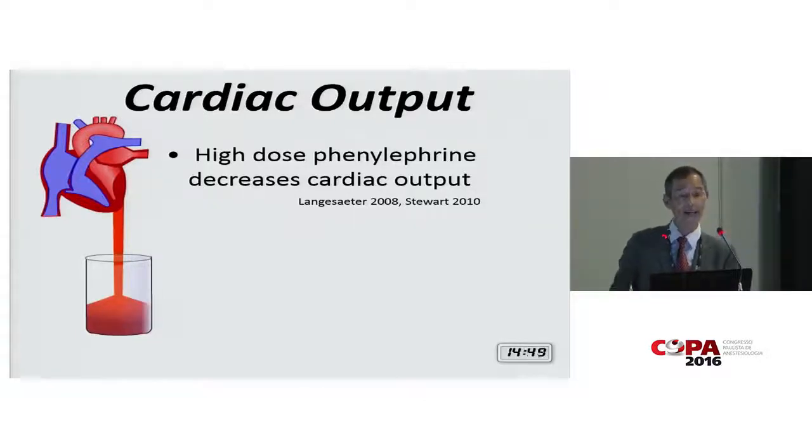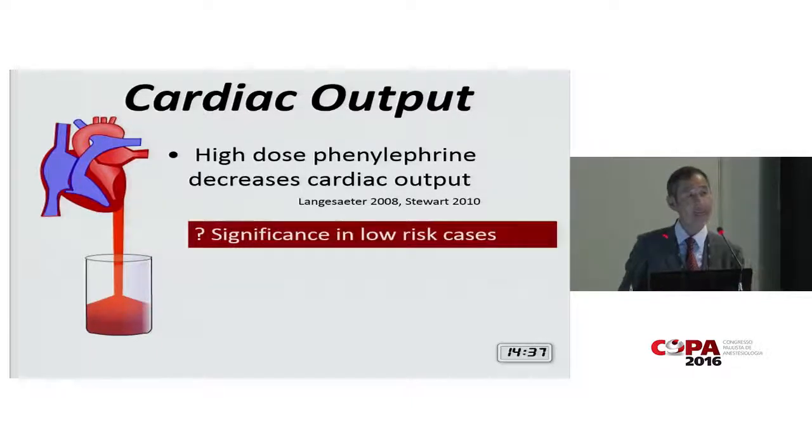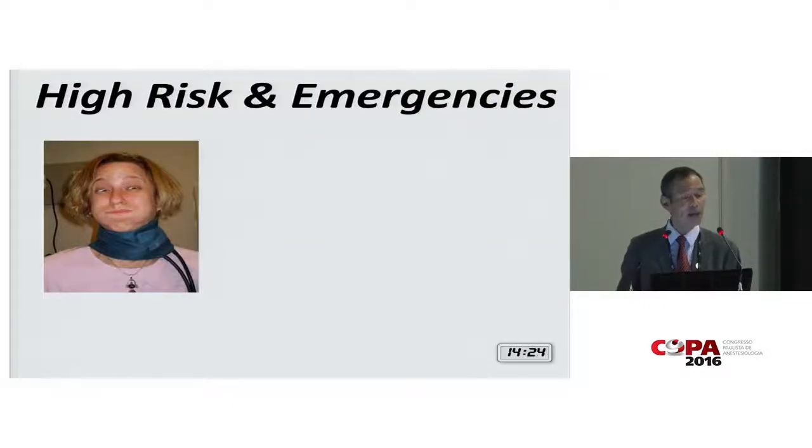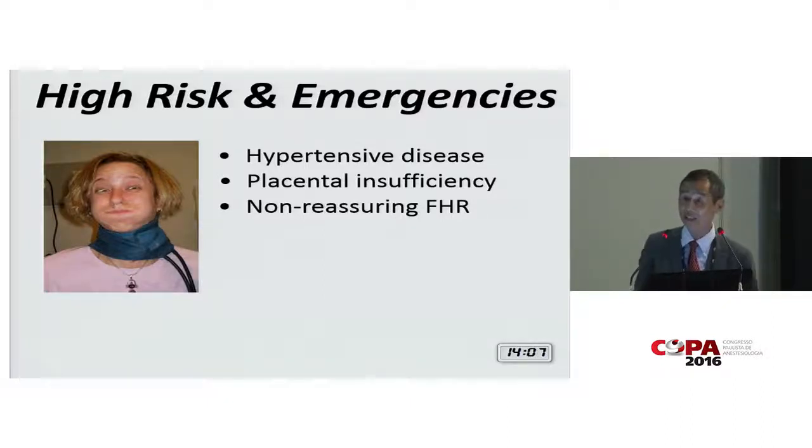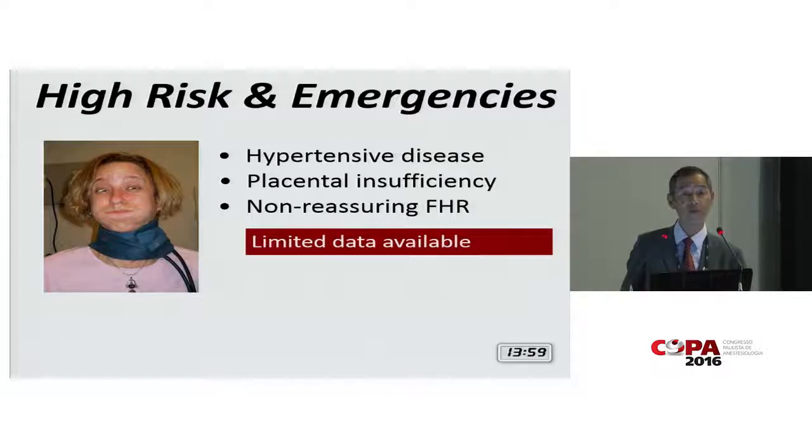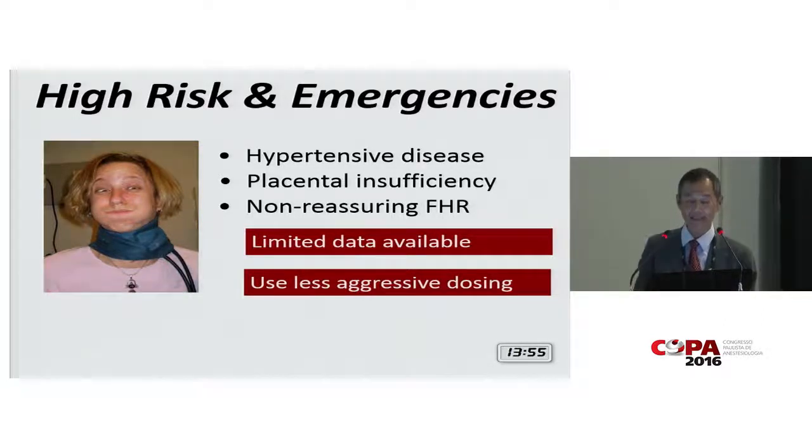The importance of the bradycardia is that many studies have shown that high-dose phenylephrine, when it causes a bradycardia, is associated with a decrease in the cardiac output. However, the significance of this in our low-risk elective cases is uncertain, as indicated by usually quite normal umbilical cord gases. However, there is some concern there, particularly if we are looking at the higher risk and emergency cases, because we have to remember that most, if not all, of the research has been done on low-risk electives. There is not much information on these important high-risk cases, and I mean cases such as those with hypertensive disease, chronic or acute placental insufficiency, or non-reassuring fetal heart rates. There are limited data available for these cases, so I think it is prudent to use perhaps less aggressive dosing. I'm very aggressive with elective cases, less aggressive with high-risk cases.